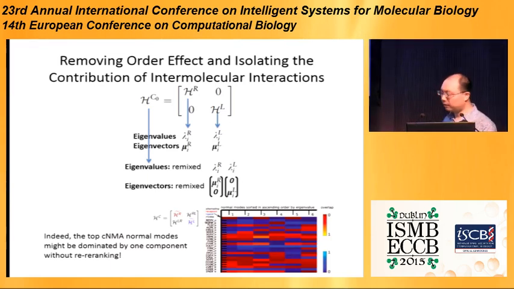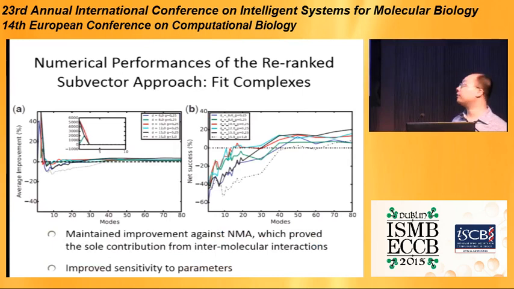I won't spend too much time on it. After rescaling, we could reproduce the conventional normal mode analysis. So how does the sub-vector approach work after rescaling? It's not as good, but it's still above 0, indicating that the maintained improvements in normal mode analysis prove the sole contribution from the intermolecular interactions, because now we know that there cannot be other factors. Another interesting point is that the bands of curves are coming closer to each other, indicating improved sensitivity to parameters.